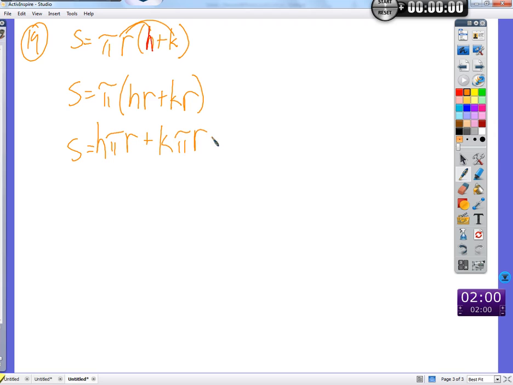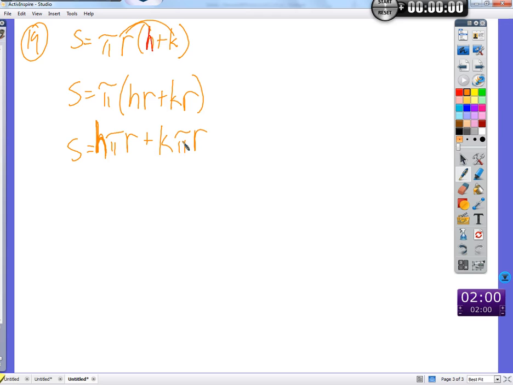That's nice. Now we've distributed those things, and the parentheses is no longer a factor. Keep in mind we want to get h by itself. Let's do something. We just subtract k pi r. This is a number just like any other one. This could be k or h pi r plus 17.